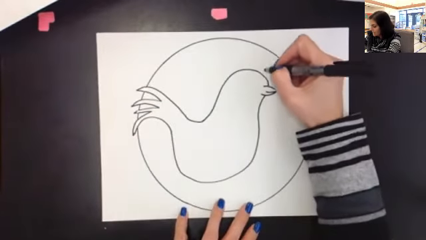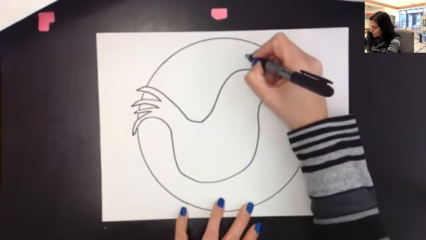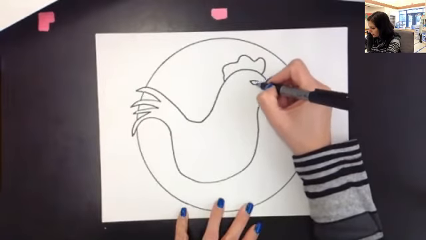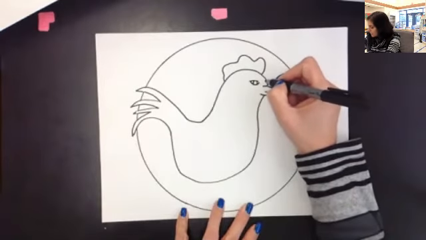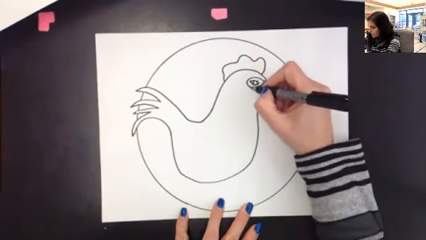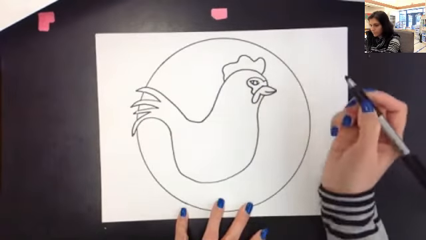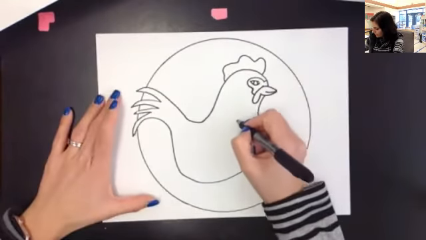I'm going to keep adding my details here. So I'm going to add the top of his hair. I'm going to add the eyeball. Let's see some details on here. I'm going to add those details. I'm going to add a nice big wing.